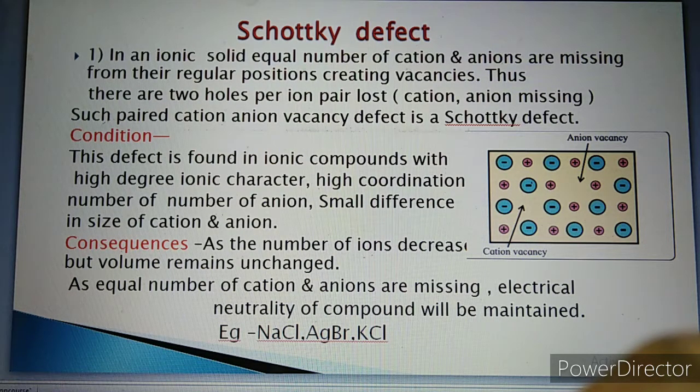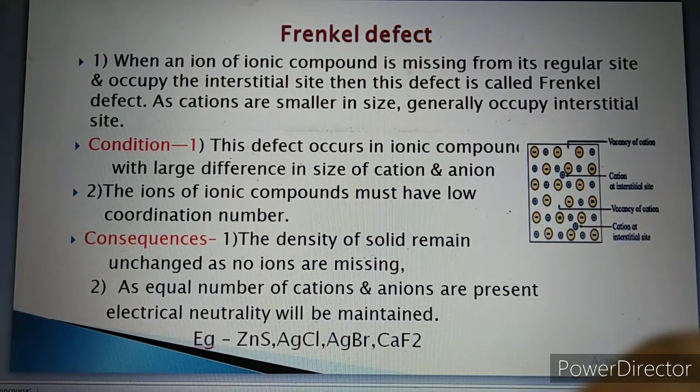So this is the Schottky defect under the stoichiometric defect. Next defect is Frenkel defect. So we will discuss what is Frenkel defect. When an ion of an ionic compound is missing from its regular site and occupies the interstitial site, then this defect is called the Frenkel defect.